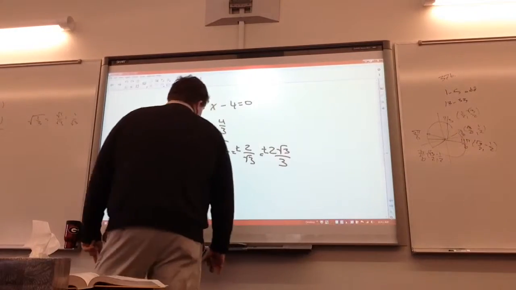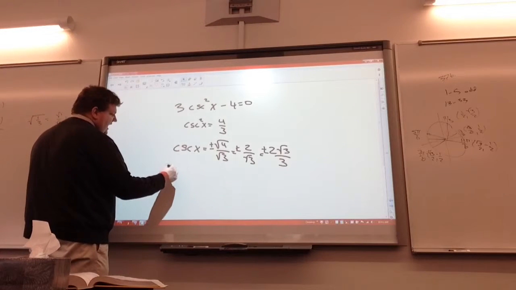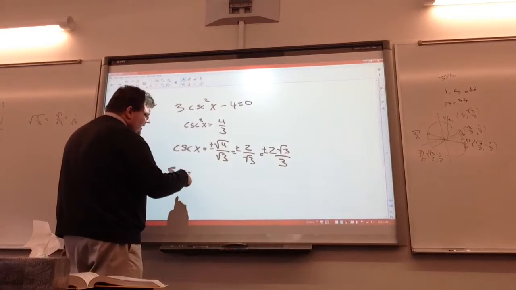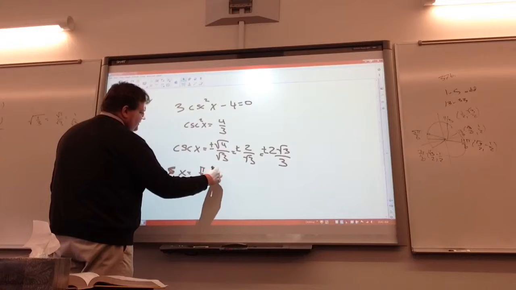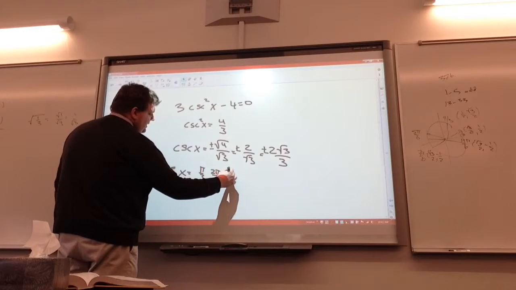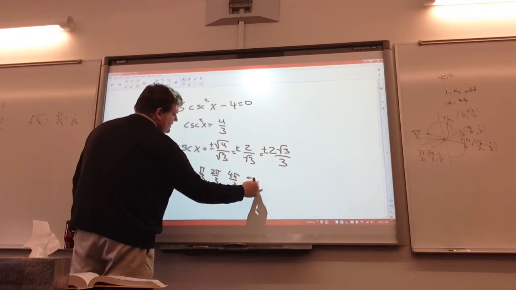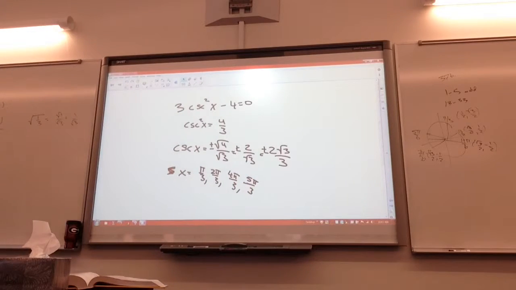Okay? So the answer for x here should be pi over 3, 2 pi over 3, 4 pi over 3, and 5 pi over 3. Because those are all the locations where y is going to be root 3 over 2, plus or minus root 3 over 2, and then when you flip it, you would get this fraction up here, okay?